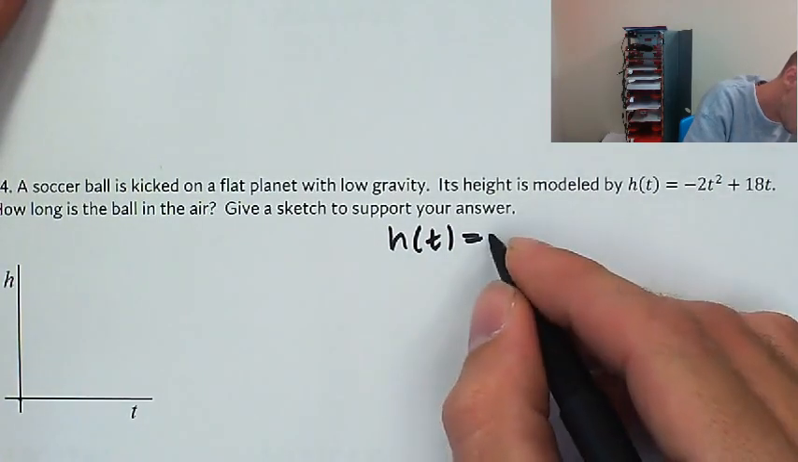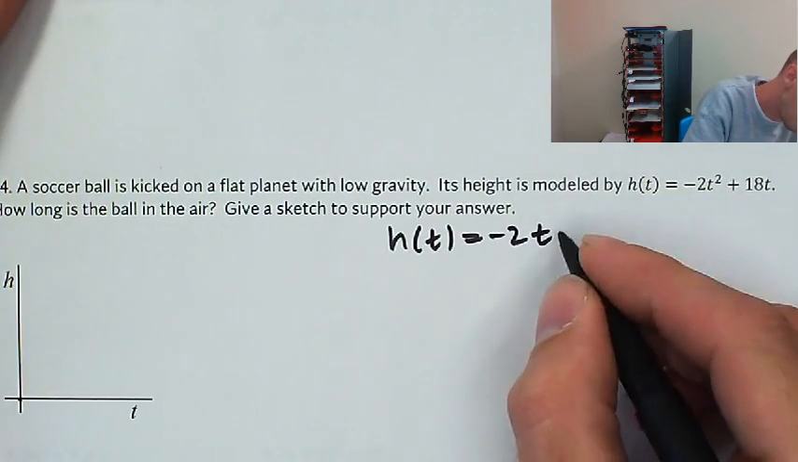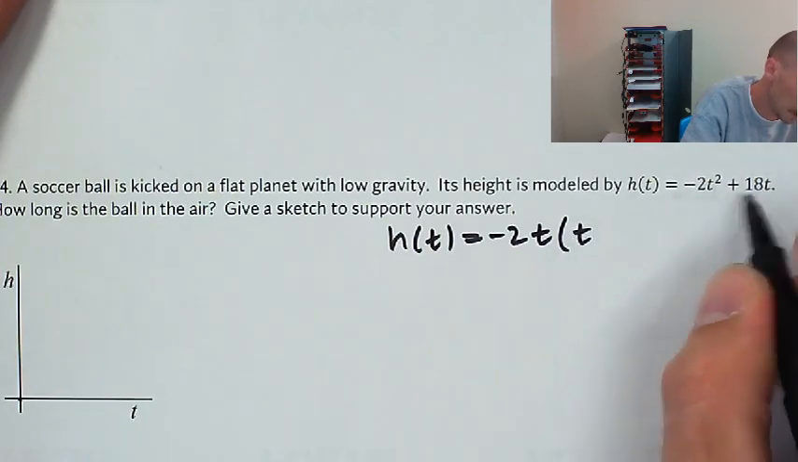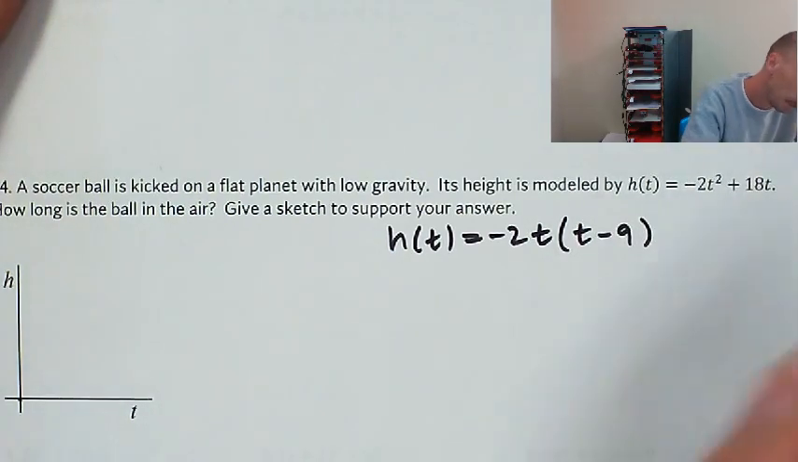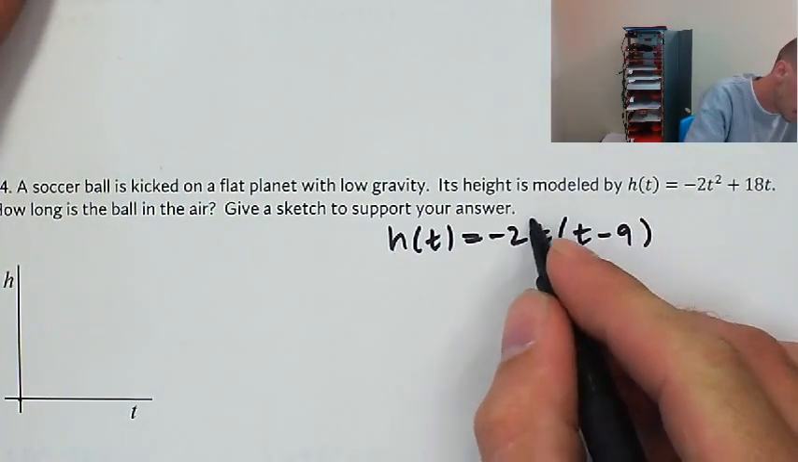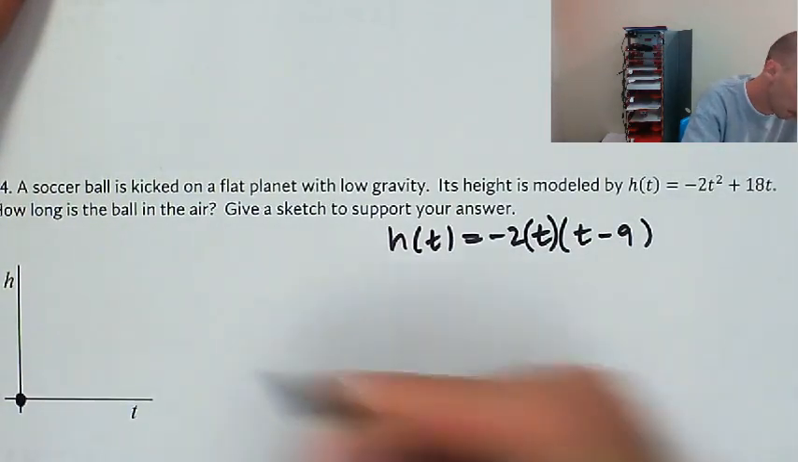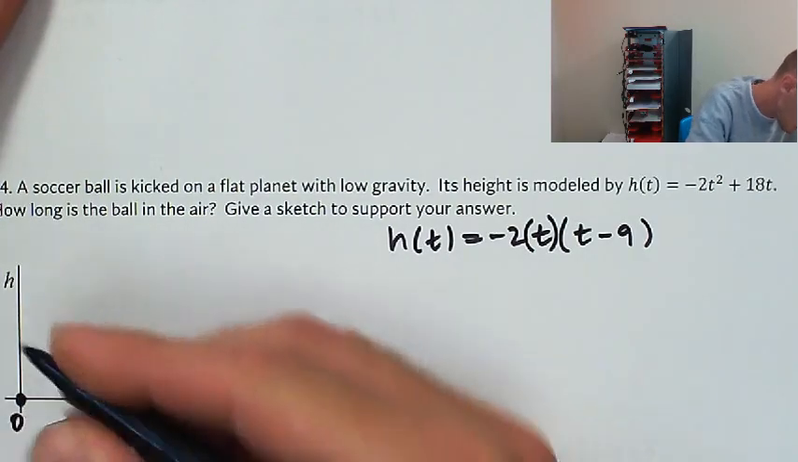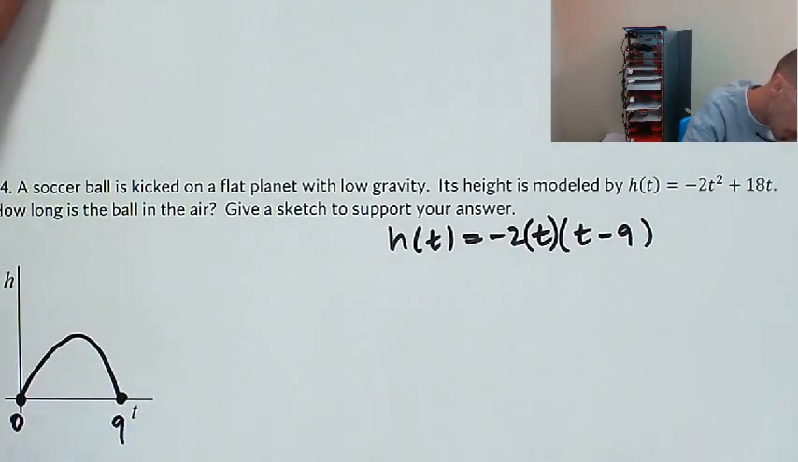I'm going to factor out the negative 2 and the t, because both of these have a t in them. So what do I multiply negative 2t by to get negative 2t squared? That would be a t. And what do I multiply negative 2t by to get positive 18t? That would be minus 9. Okay. So if we look at it as negative 2 times t minus 9, I know I've got a 0 here where t is equal to 0, a 0 where t is equal to 9. And then it's a downward-facing parabola, so it looks like that.